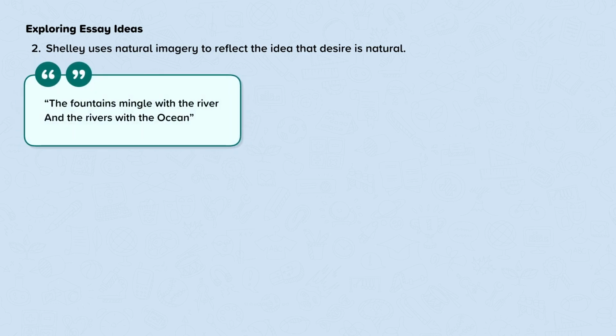Now, we're going to explore the second main essay idea, that Shelley uses natural imagery to reflect the idea that desire is natural. Remember, imagery is where writers use figurative language, such as metaphors and similes, to create a visual image in the reader's mind. To begin exploring this essay idea, we're going to look at two quotations. The fountains mingle with the river, and the rivers with the ocean.